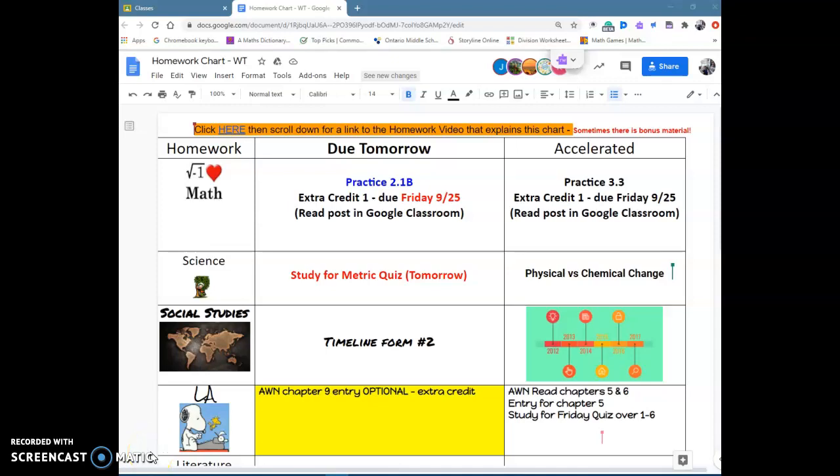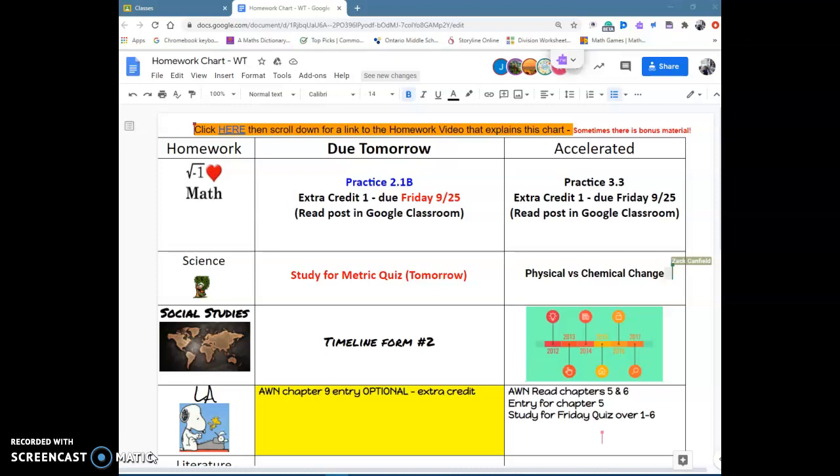Taking a look at our homework for this evening. In regular math, we've got practice 2.1b. This can be found within our Big Ideas math book. Also, the accelerated class, you have practice 3.3, which once again is found within the Big Ideas math textbook. Our extra credit number 1 is due tomorrow, the 25th.